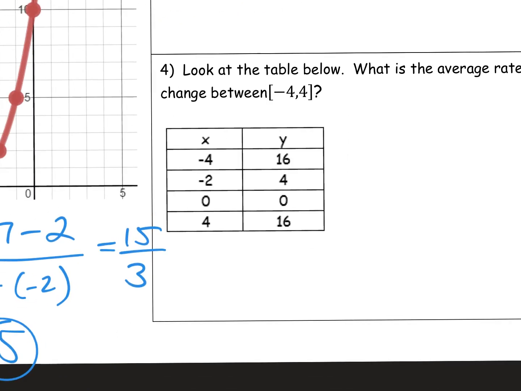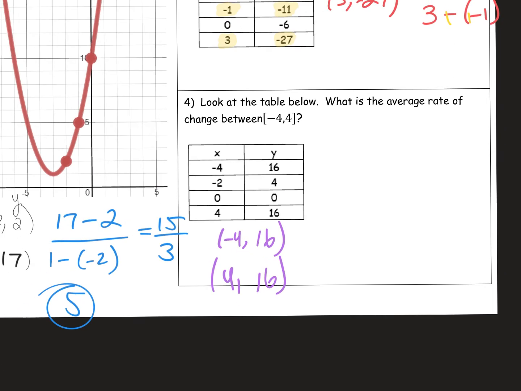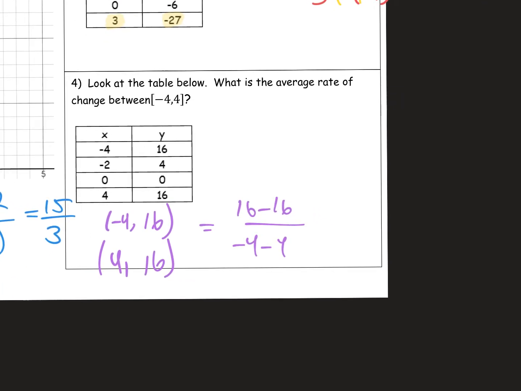All right, so identify your 2 points. Negative 4, 16, and positive 4, 16. All right, so what's going on top? Okay, so 16 minus 16 over what? Negative 4 minus 4, or 4 minus a negative 4, okay. What is 16 minus 16? 0 over negative 8. What's your answer here? What's your average rate of change?